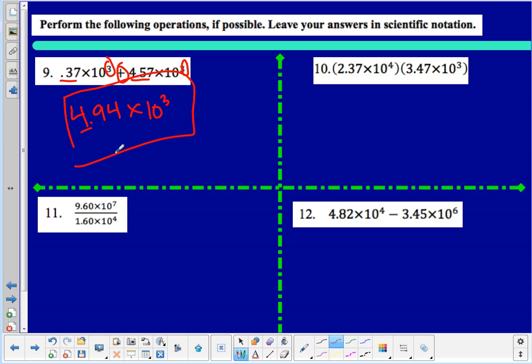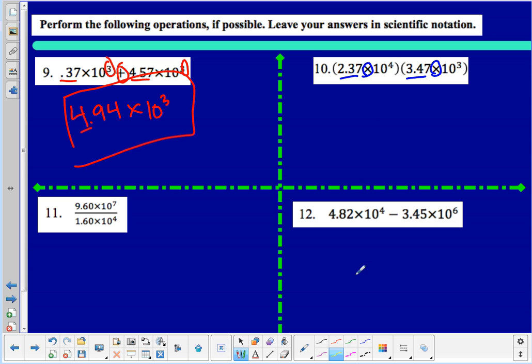In number 10, I have 2.37 times 10 to the fourth times 3.47 times 10 to the third. Now, a lot of people look at a question like this and think, oh, I have to distribute because this is like FOIL. Wrong. These are multiplication symbols, not addition or subtraction. This is all one term. So really all I'm doing is multiplying the like parts together. So put 2.37 and 3.47, multiply those.